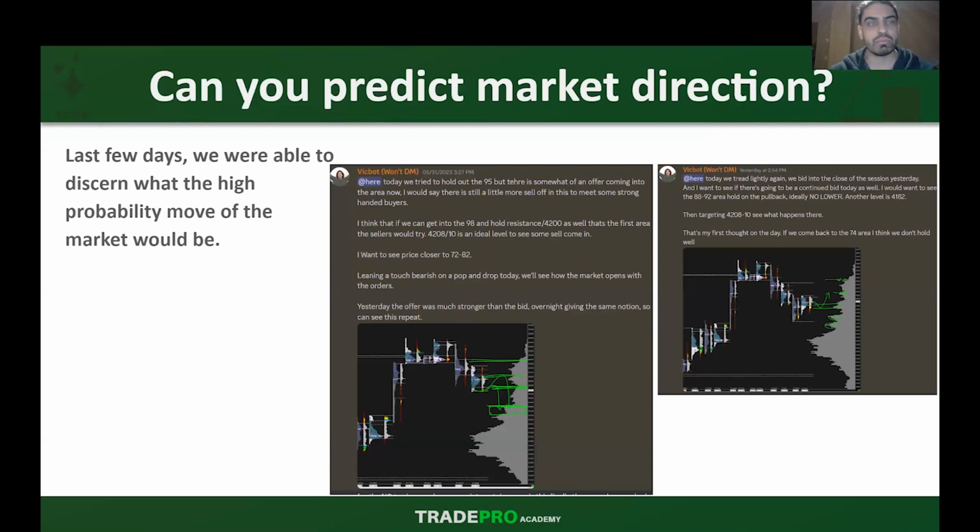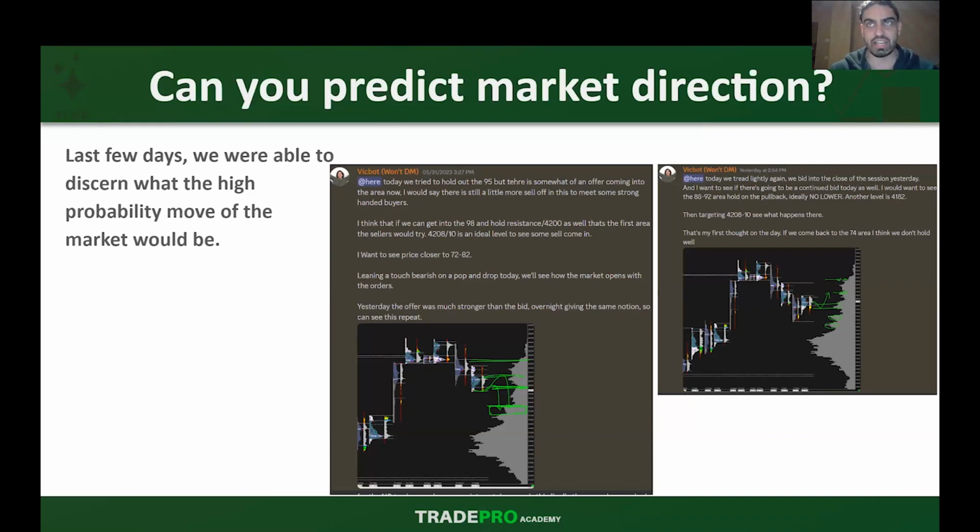The last few days, we were able to discern what the high probability move of the market would be. And this is what I mean by quote unquote, predicting market movements, right? So one of the plans on the 31st was such that we tried to hold out the 95. The whole point of this was I expect to see sellers into the 98/4200 and/or into 4208.10. That's the ideal area for sellers to come. My expectation is the mid 70s. So the highest we traded was like 4204 or something. Then we dropped into the mid 70s and popped from there. So that's the anticipation of the move.